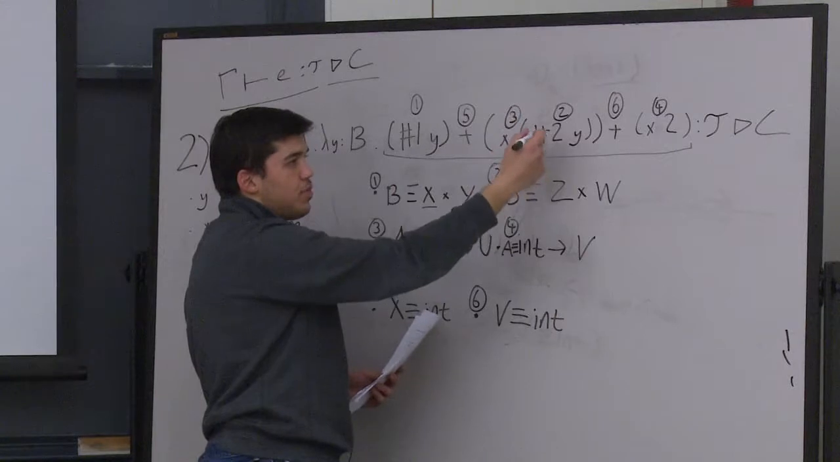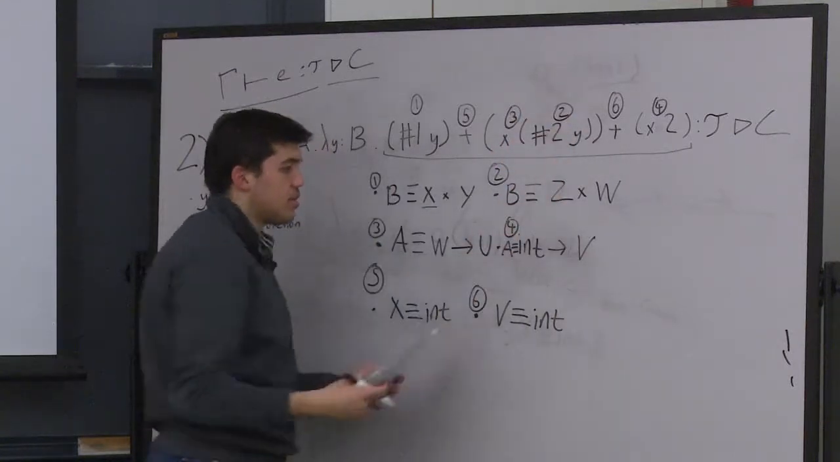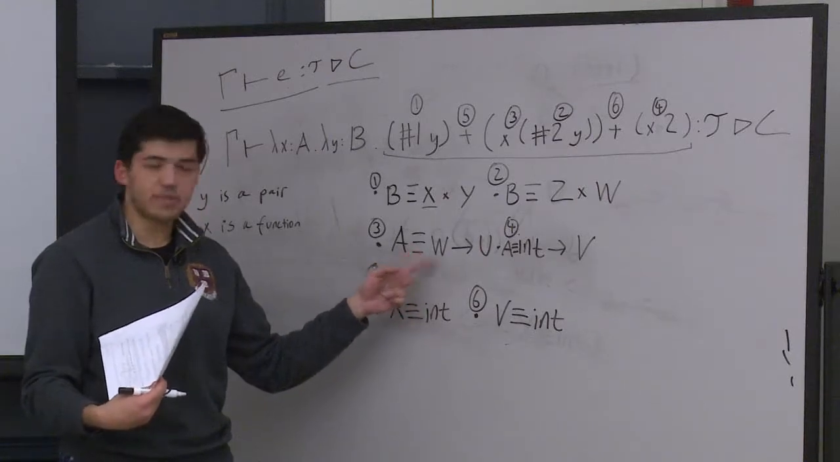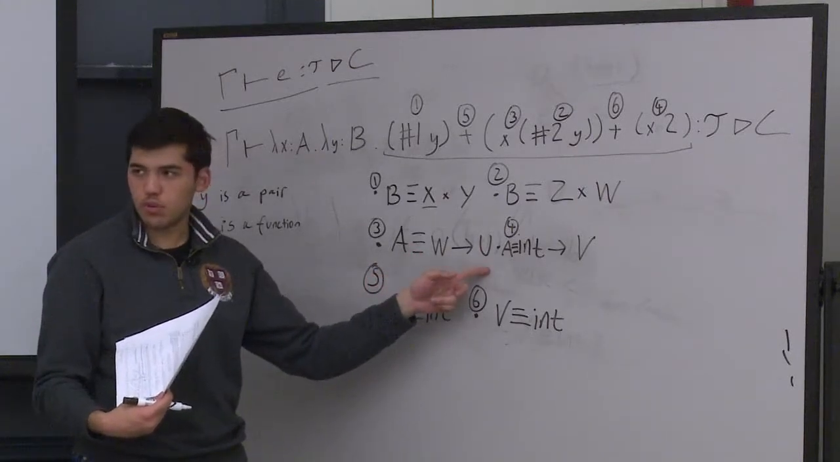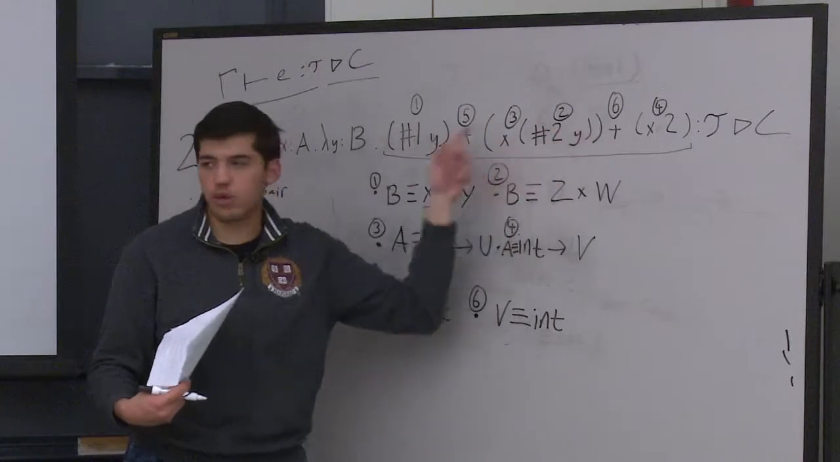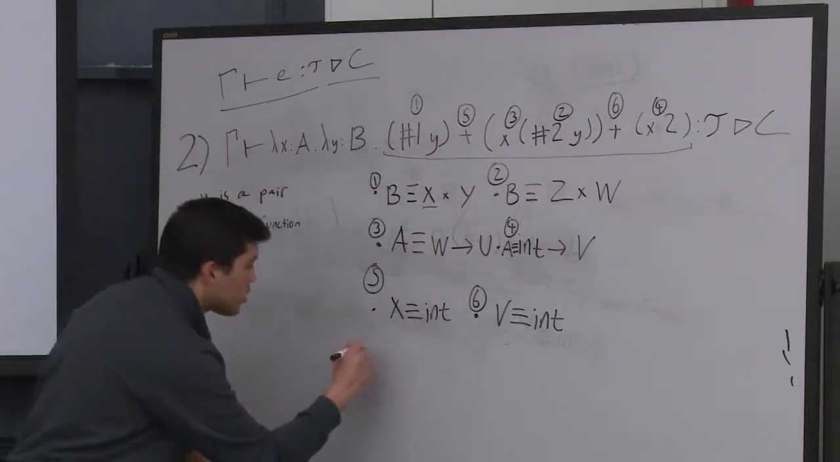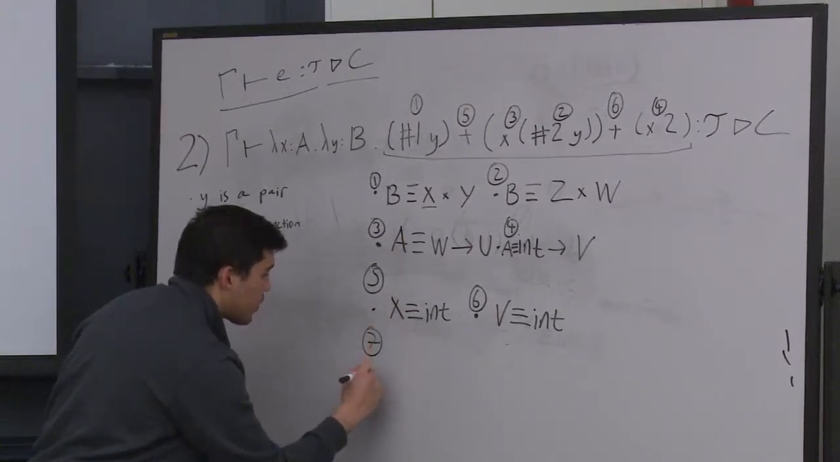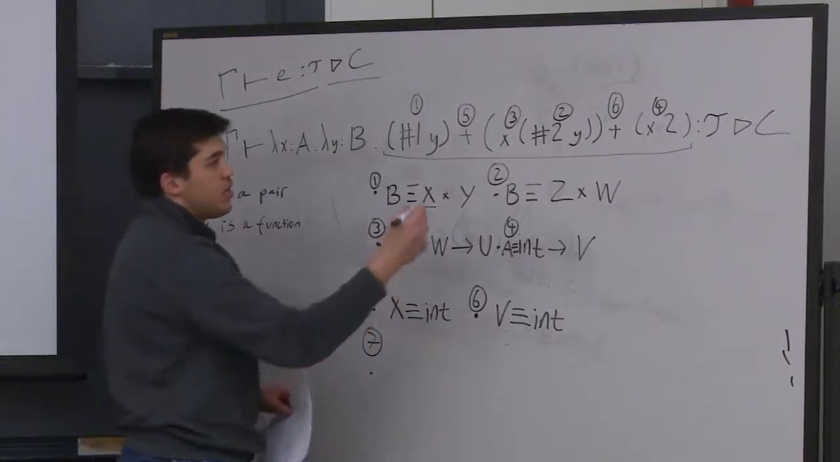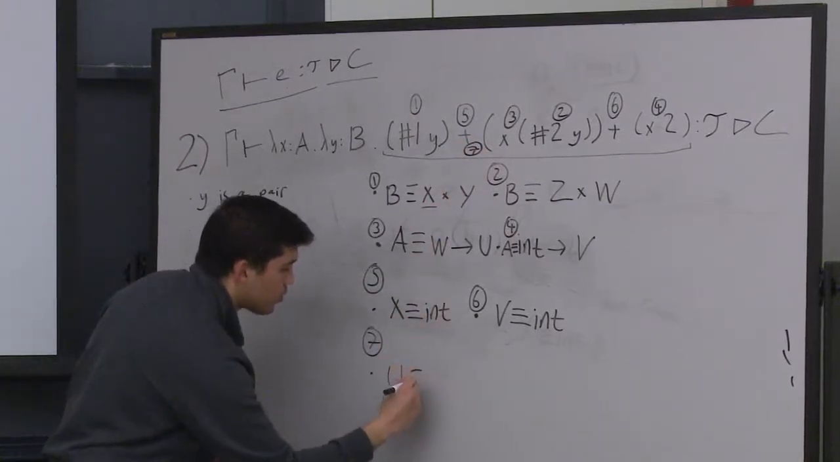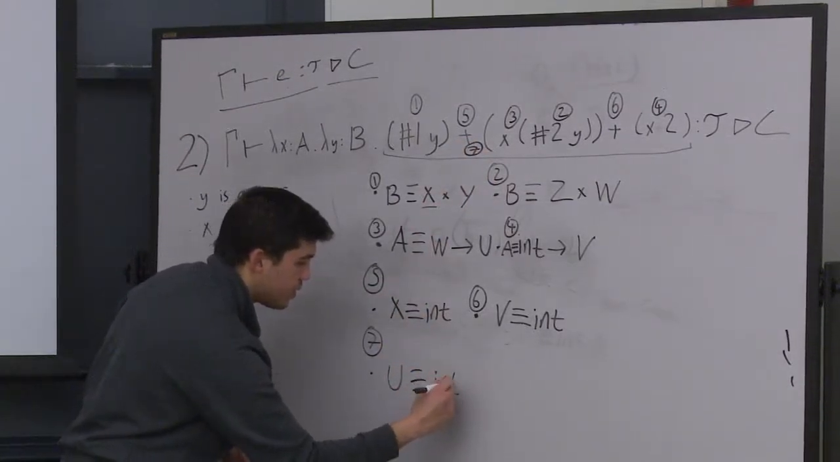So x (pound 2y) takes in an expression of type w, and outputs something of type u. And looking at the two pluses here, we can see that u must be an integer at the end. So 7: u is of type int.